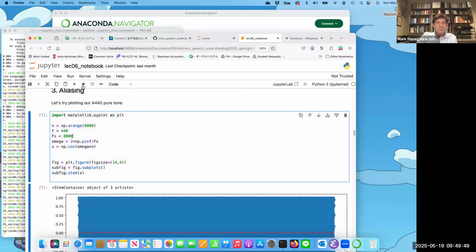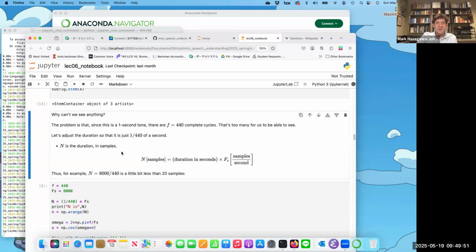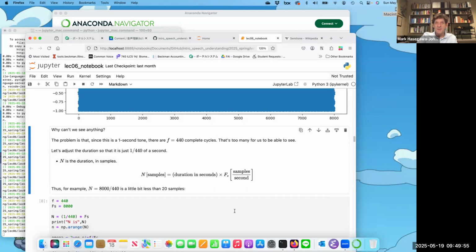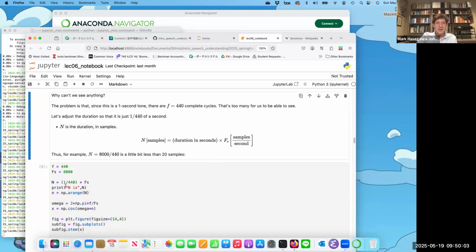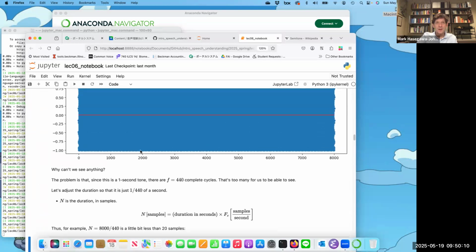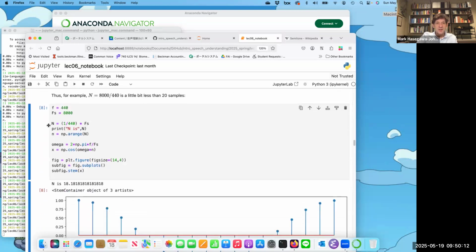So let's try plotting our 880 hertz tone. We get something that looks like this. It's just all crowded in, and that's because we have 440 complete cycles, and Matplotlib is not able to plot 440 complete cycles. And so let's just print one complete cycle, 1/440th. And if we plot just n equals 1/440th of a second, then I'll use a stem plot.